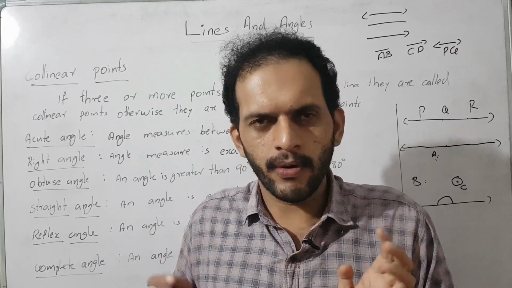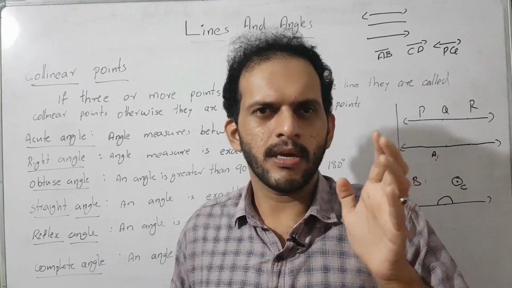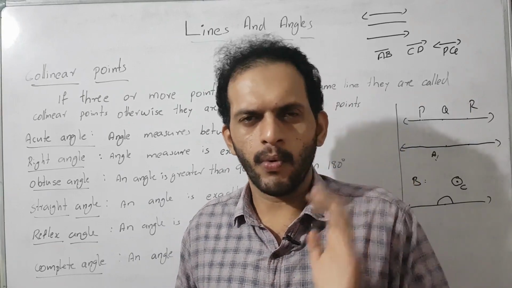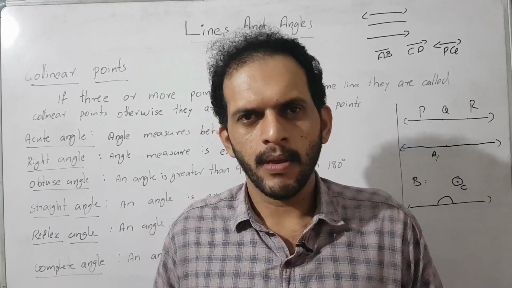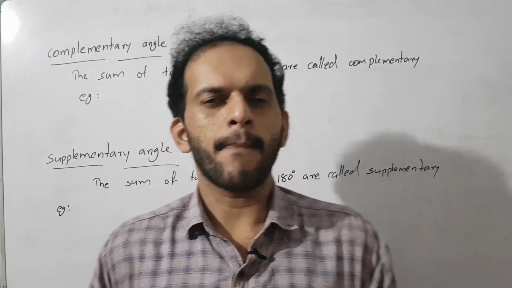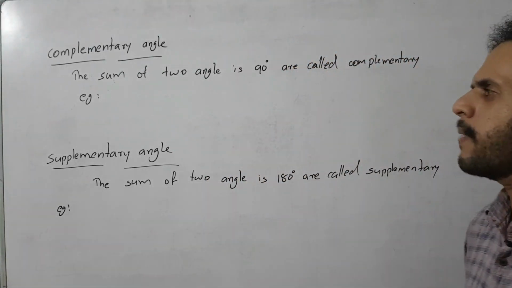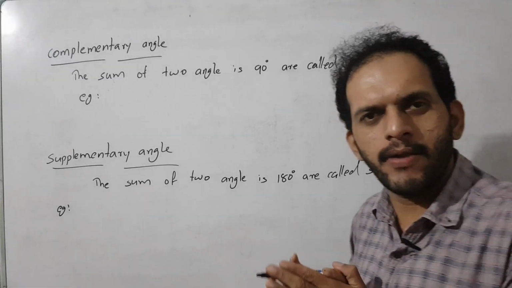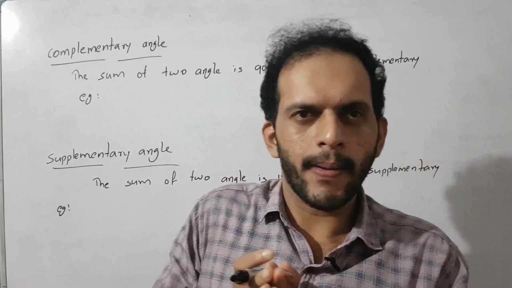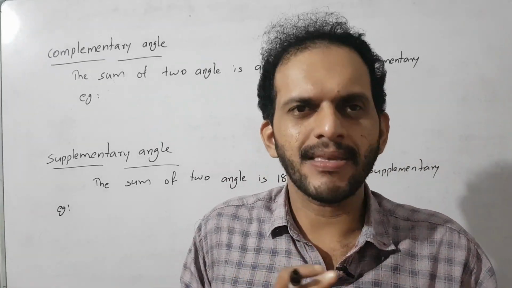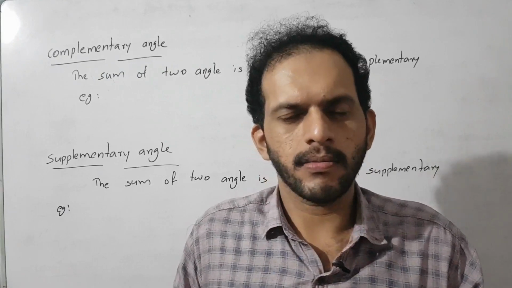Okay, and don't forget the idea about theorem and axiom. What do you mean by theorem? A theorem is a statement with proof, and an axiom is a statement without proof. Okay. Next we are discussing supplementary angles and complementary angles. What do you mean by complementary angles? We already learned it. Complementary and supplementary angles we categorize on the basis of the sum of angles. Correct.